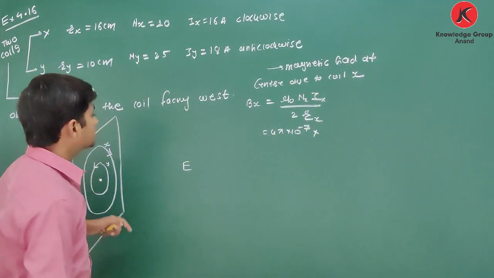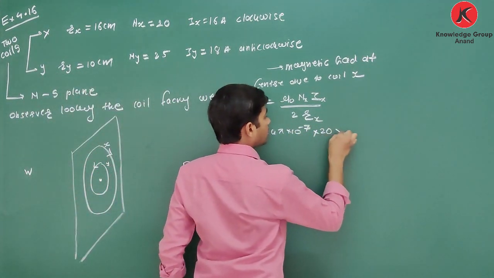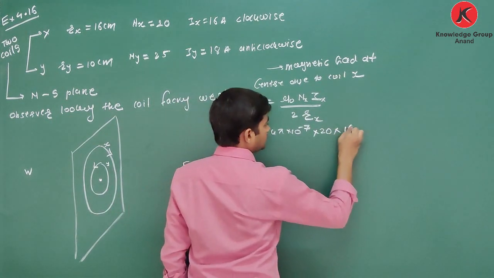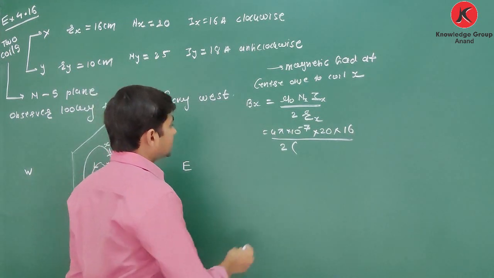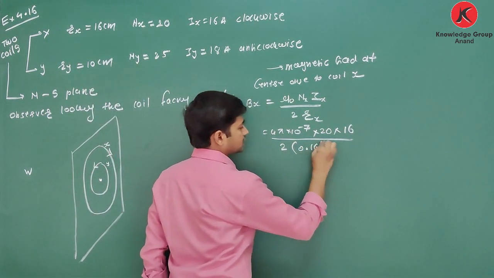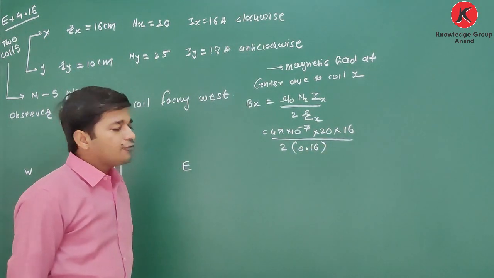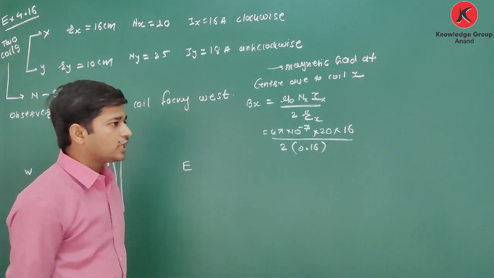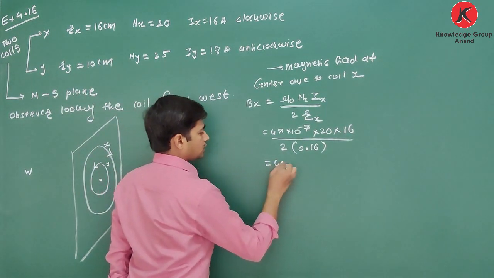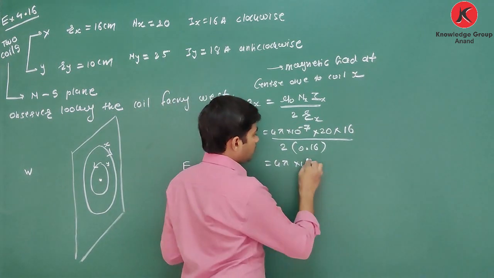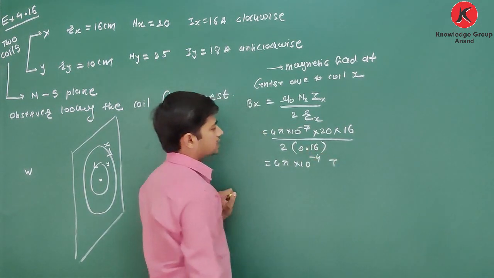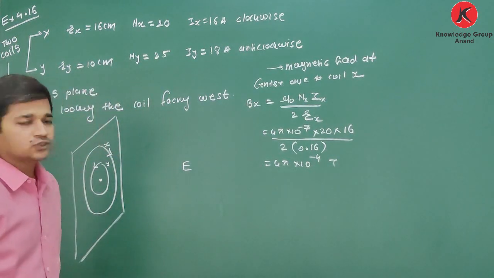What is the value of Nx? It is 20. What is the value of Ix? It is 16, divided by 2. Rx is 16 centimeters, so it is 0.16. If you calculate this, you will get your answer, 4 pi into 10 raised to minus 4 Tesla.